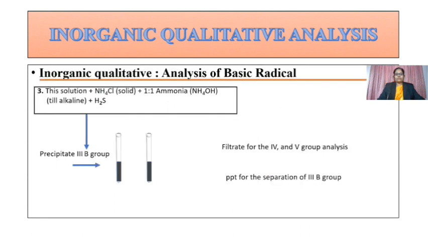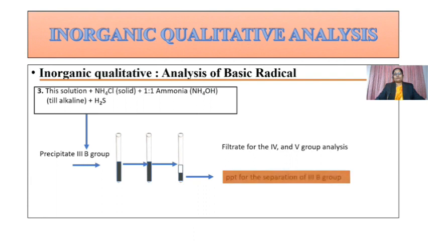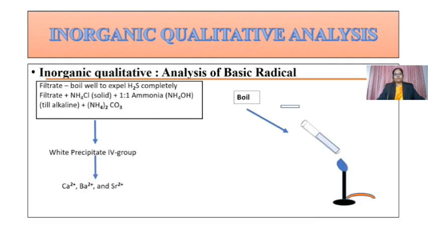Now after this step, if a precipitate is obtained, then centrifuge this test tube along with the precipitate. After centrifugation, you will get two parts, that is precipitate and filtrate. Use the precipitate for the separation of third B group and the filtrate for the analysis of fourth and fifth group. Next group is the fourth group, and here we have to expel H2S completely, which was added previously in third B group.